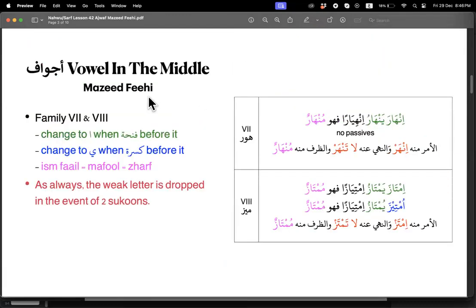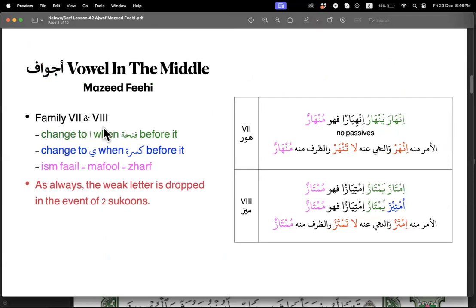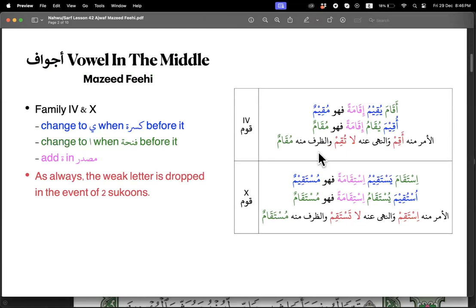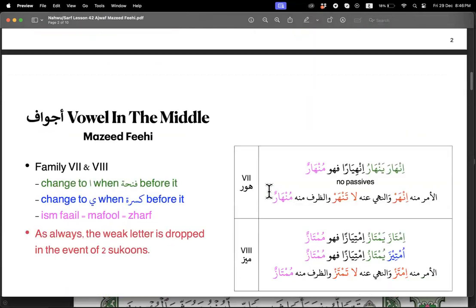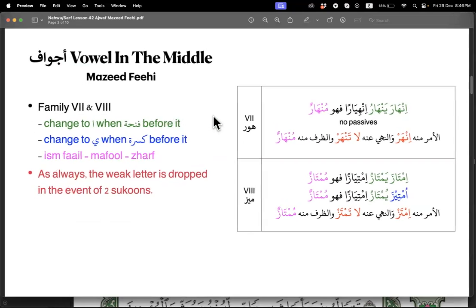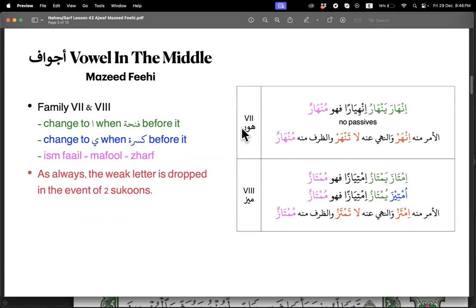So next one is family 7 and family 8. Just now, family 4 and family 10, the change is the same. Family 7 and family 8, the change is also the same between these two. This one is very uncommon in the Quran. Not many Ajwaf root letters will be affected in family 7. It doesn't appear so many times in the Quran. This family 7 and family 8.